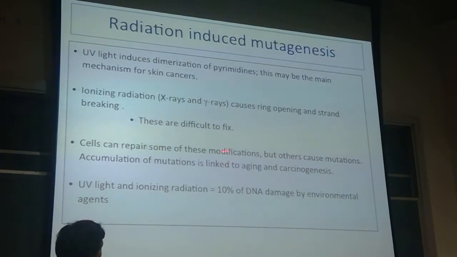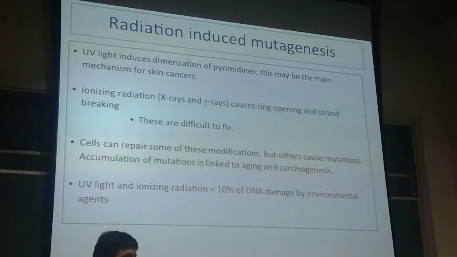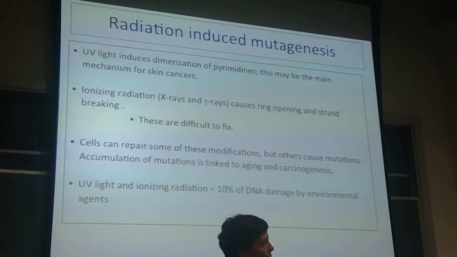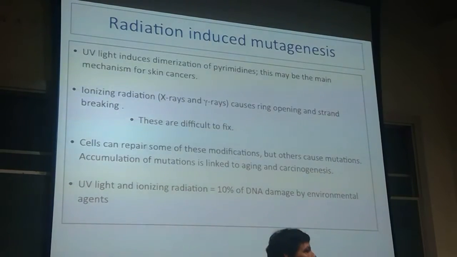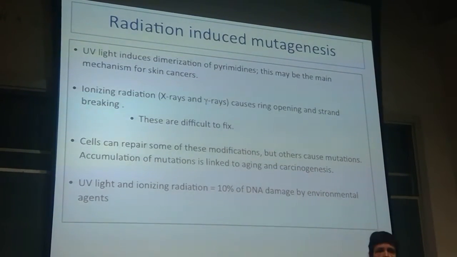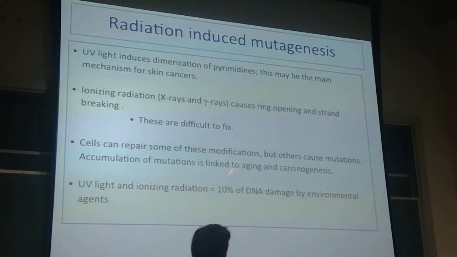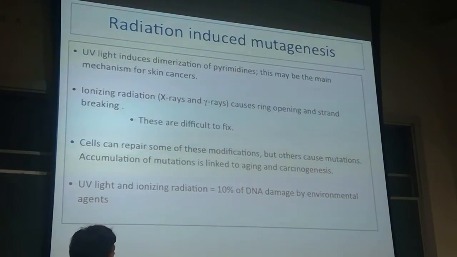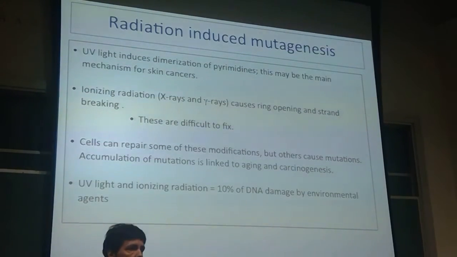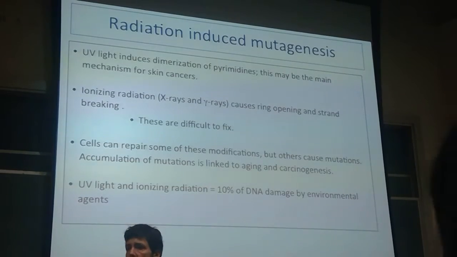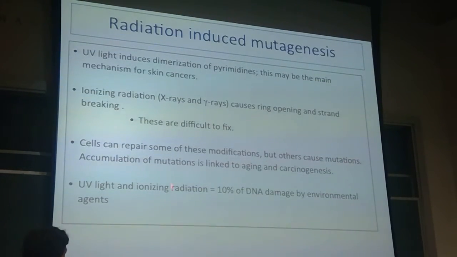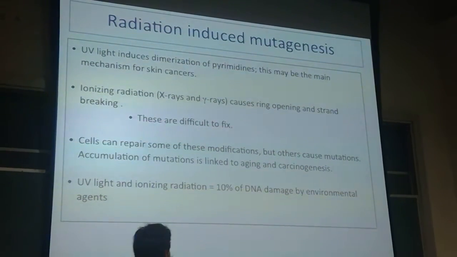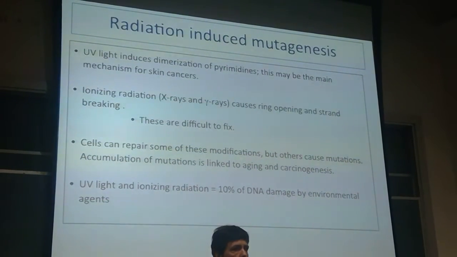The cell can repair some of this modification, but others will cause mutation. Okay? So accumulation of mutation is linked to aging. So obviously, even if you're really careful, you're still exposed to UV light, you're still exposed to X-ray, break your arm, whatever. So you will have some mutation happening. And aging also causes some of this mutation that has nothing to do with environmental stuff. And the mutation, most of the time, won't do anything, but sometimes will lead to cancer. Okay? UV light and ionizing radiation are 10% of DNA damage by environmental agents. So it's pretty high.